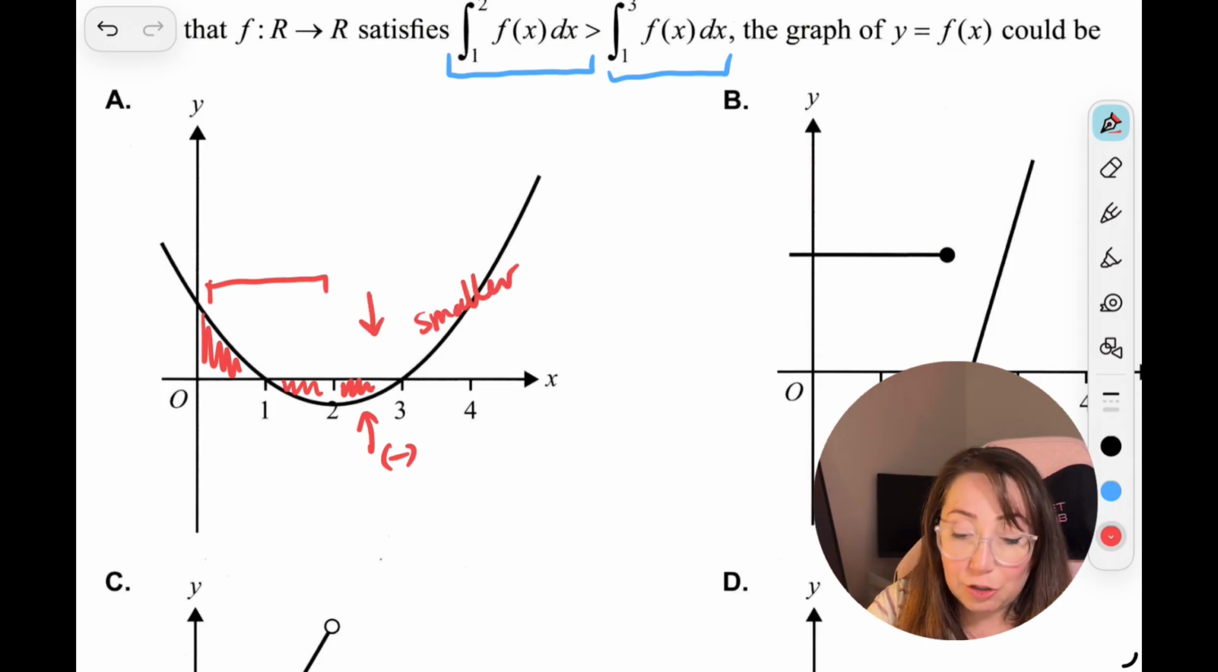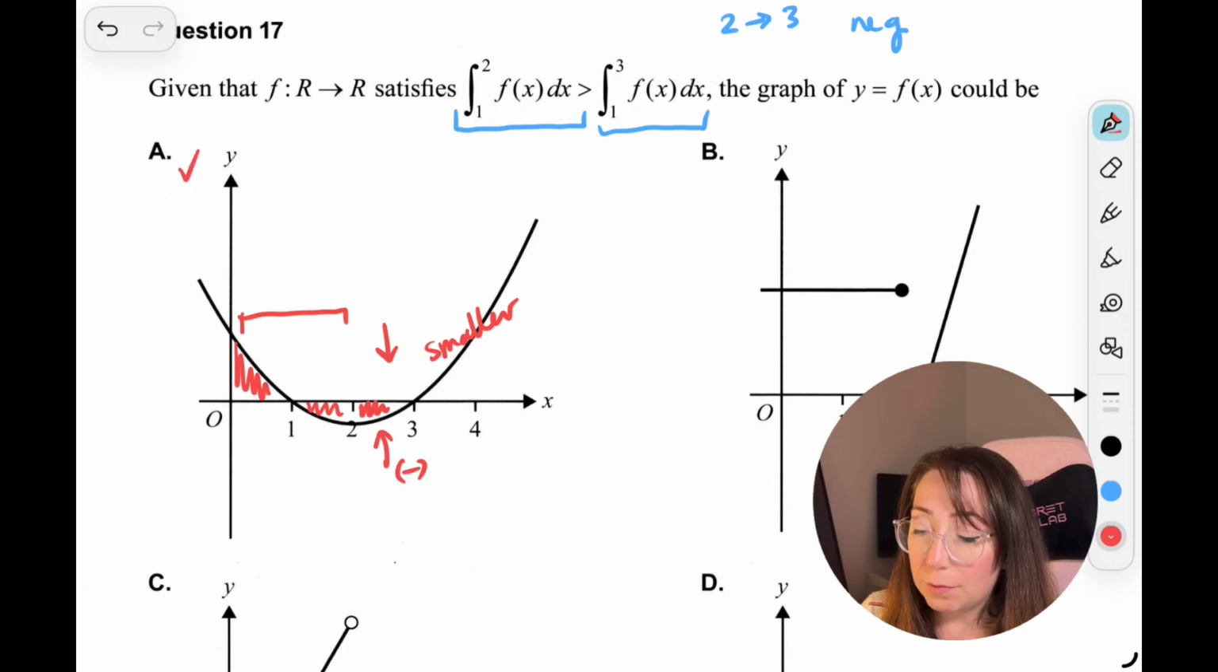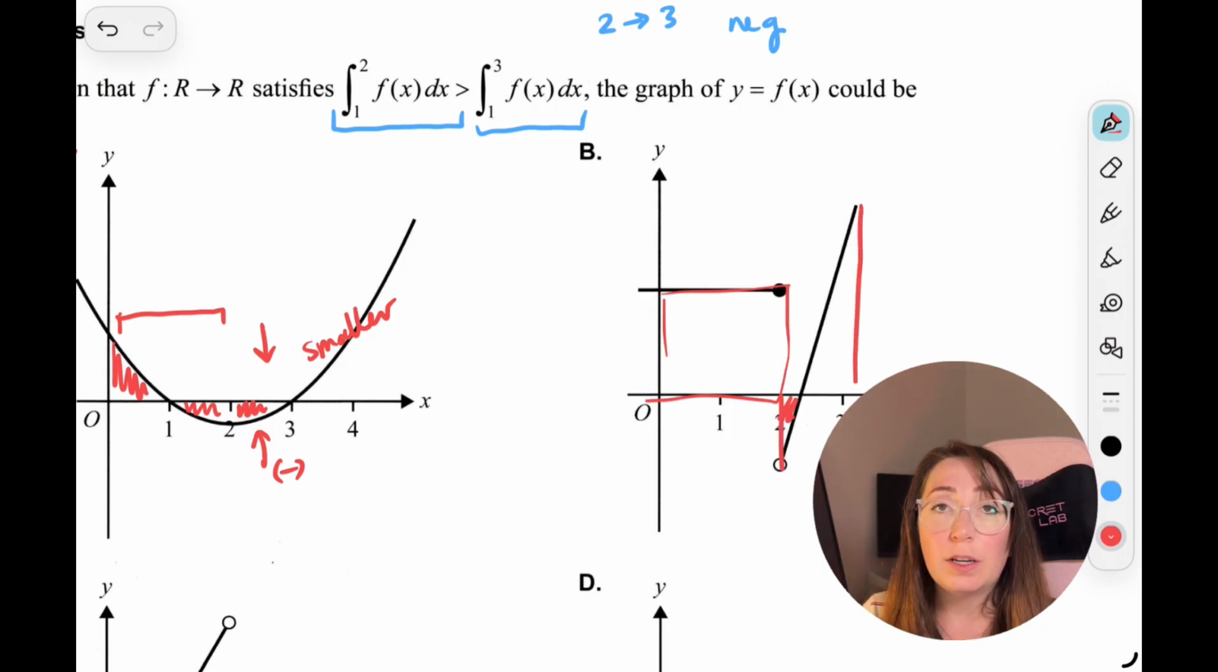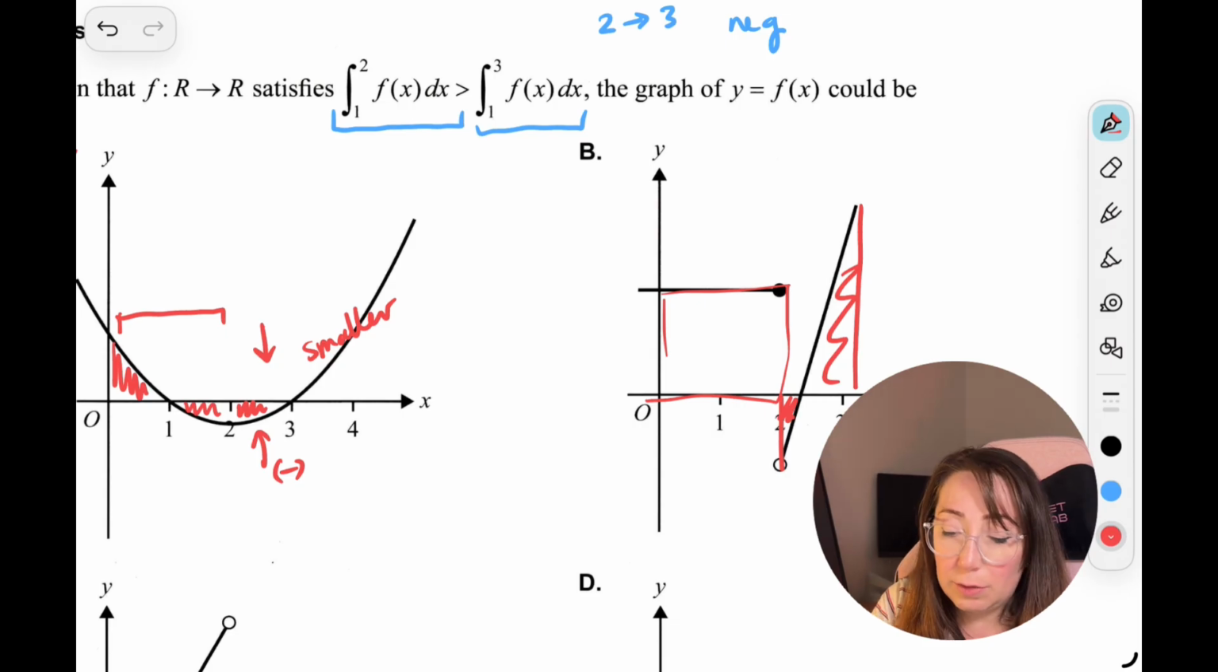So to be honest, it actually looks like it's already A. We can go through the rest of them. So 1 to 2, this is the area. 2 to 3, we've got that part that's negative, but the majority of it is positive. So probably overall, we're going to be adding on area there. So here it will be subtracting.